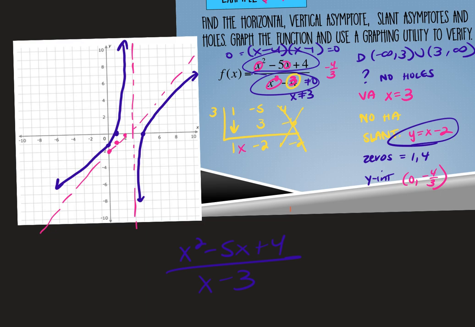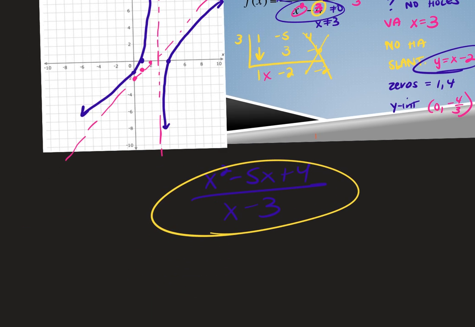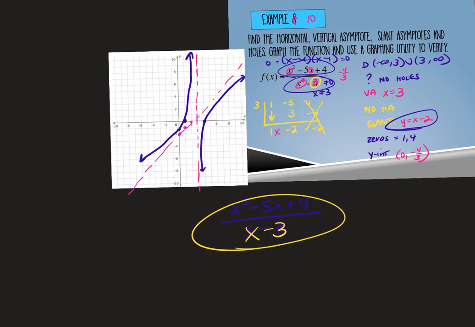Why do we use the 3 to divide? Because of the denominator, this is what it was. Is that what you mean? Yeah. So the opposite of what follows x goes on the outside.